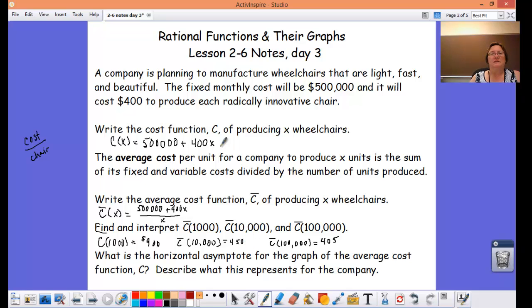See, what's happening, of course, is that you're spreading that 500,000 among more chairs. So it brings down the cost of the chairs. When you get up to 100,000 chairs in production, the average cost per chair goes down to $405.